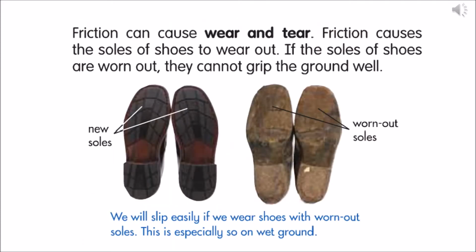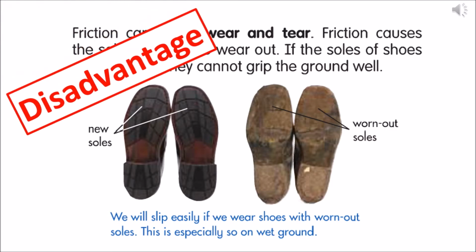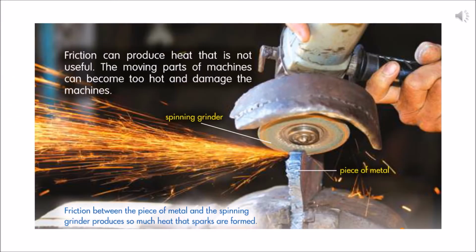We can see this wear and tear on the bottoms of our shoes. If the soles of our shoes are worn out, they cannot grip the ground well, and so we end up slipping easily. So this wear and tear is definitely a big disadvantage of friction. As we were saying before, friction causes heat, and it can be an advantage when we want to heat something up, like ourselves, but friction can also produce heat that is not useful.